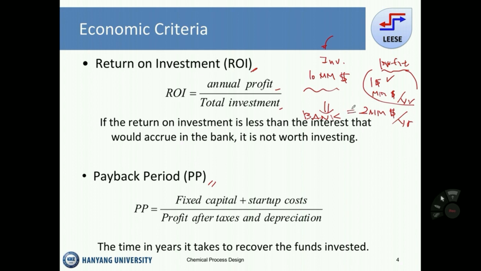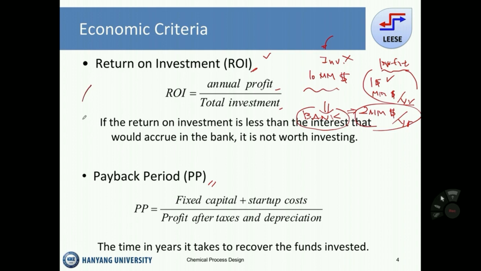If the bank gives you a profit of, for example, $2 million per year, I'm not going to invest in the chemical plant, because it's better to have the interest from your bank. Okay, so you're not going to get the $2 million from the bank, but this is just a simple explanation. The profit must be better than the profit from the bank. Otherwise, people will not invest money in the chemical plant for the production of the chemical product. So in that case, return on investment is a kind of measure.